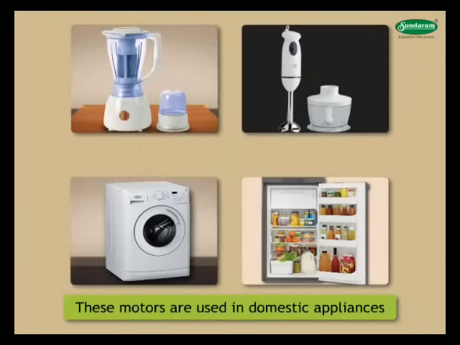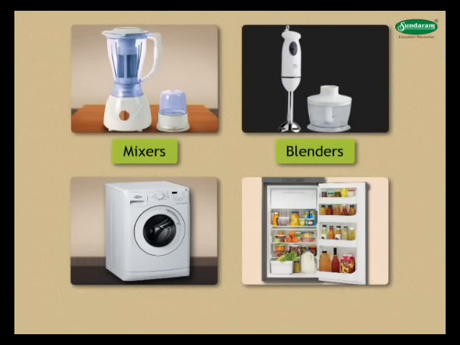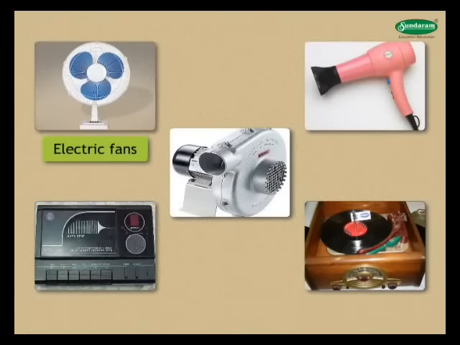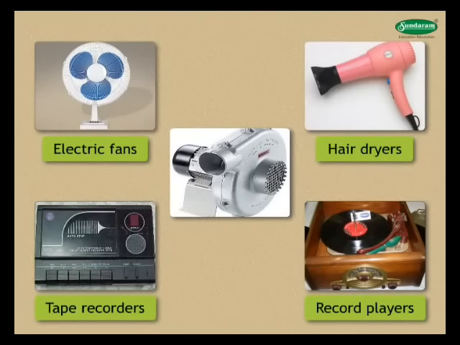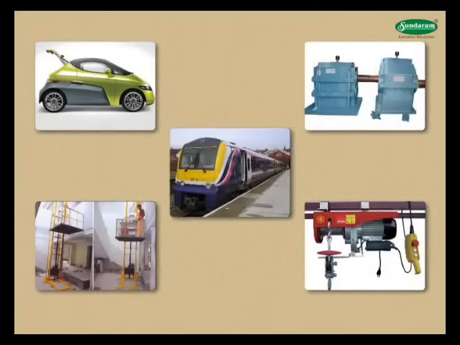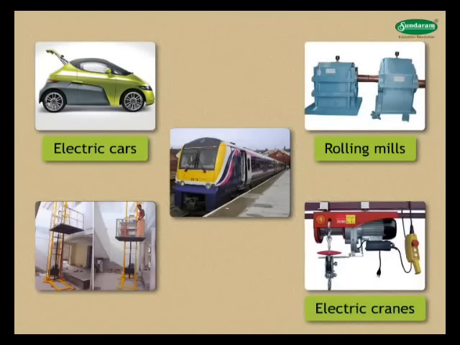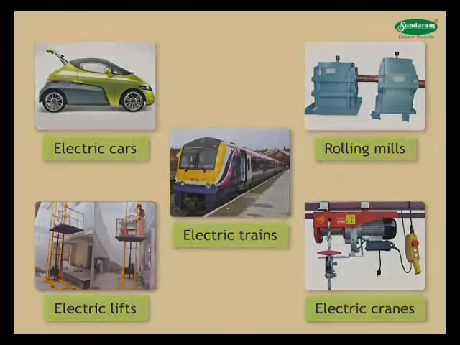Uses of DC motor. 1. These motors are used in domestic appliances like mixers, blenders, refrigerators and washing machines. 2. These motors are used in electric fans, hair dryers, record players, tape recorders and blowers. 3. These motors are used in electric cars, rolling mills, electric cranes, electric lifts and electric trains.